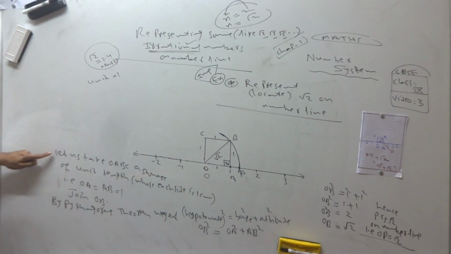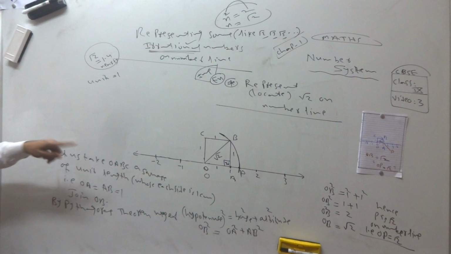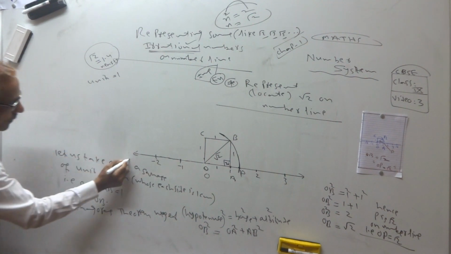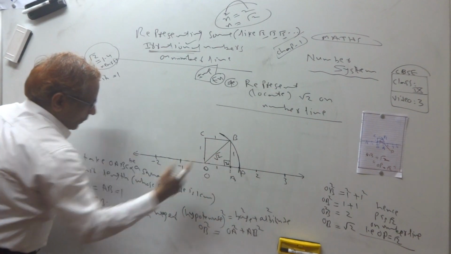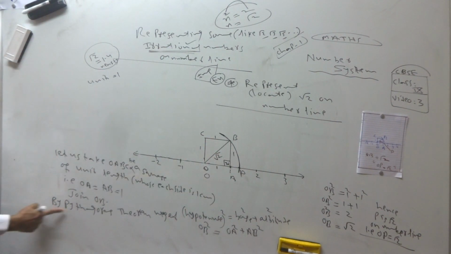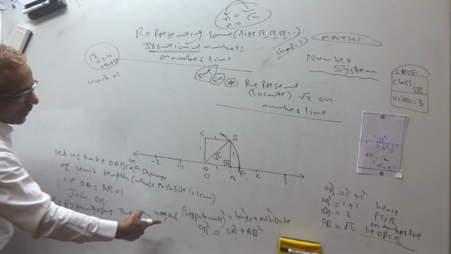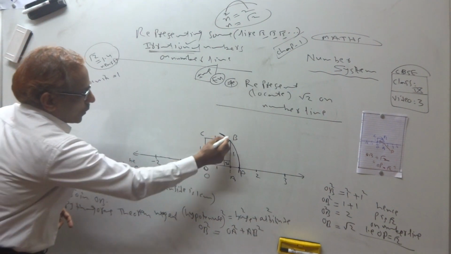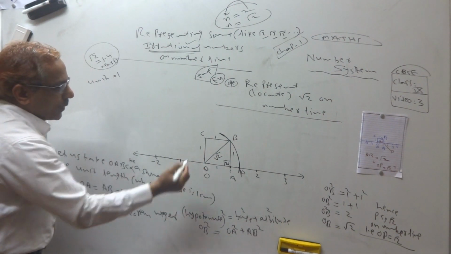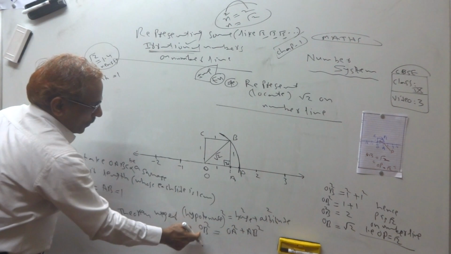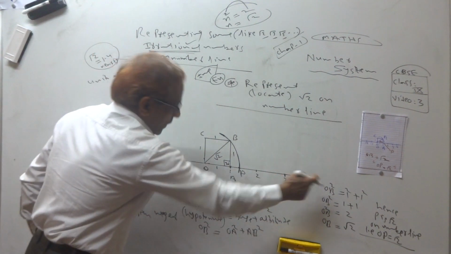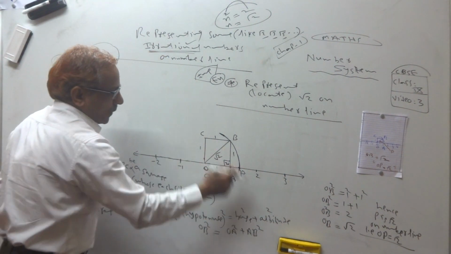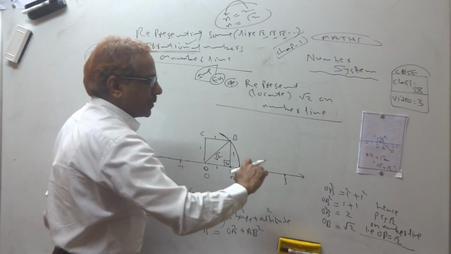So here what we are doing is taking the square OABC of unit length, whose each side is 1 centimeter. OA and AB are both 1. Join OB. By Pythagoras theorem, hypotenuse square is equal to base square plus altitude square. The hypotenuse here is OB. OB square is equal to OA square plus AB square, which is 1 plus 1, 2. So OB square is 2, so OB is root 2.